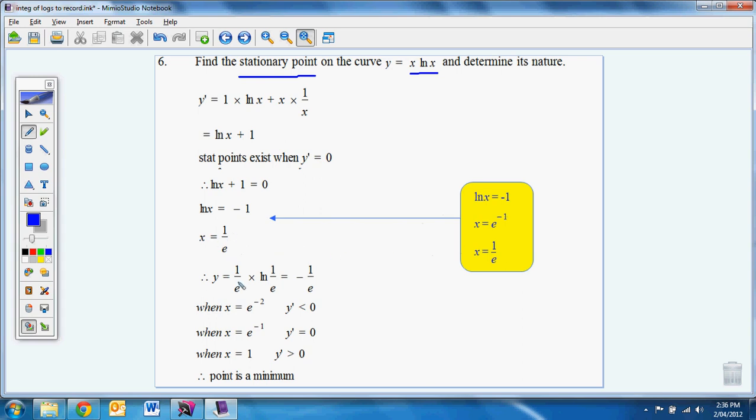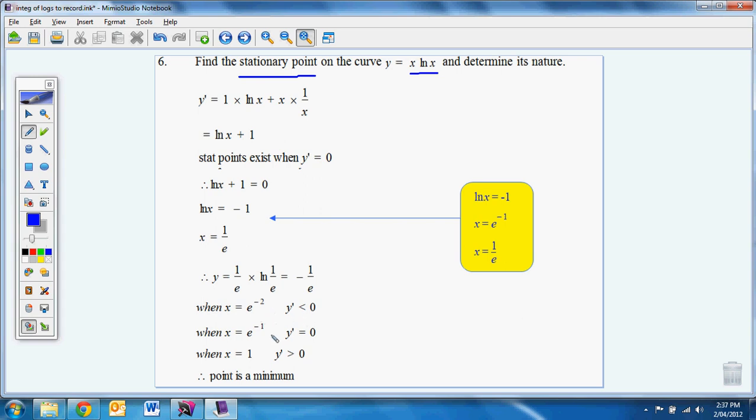When x is equal to 1 on e, we substitute it back in. We get 1 on e times natural log of 1 on e, which we just thought was equal to minus 1. And so that gives us minus 1 on e. So that's our point.